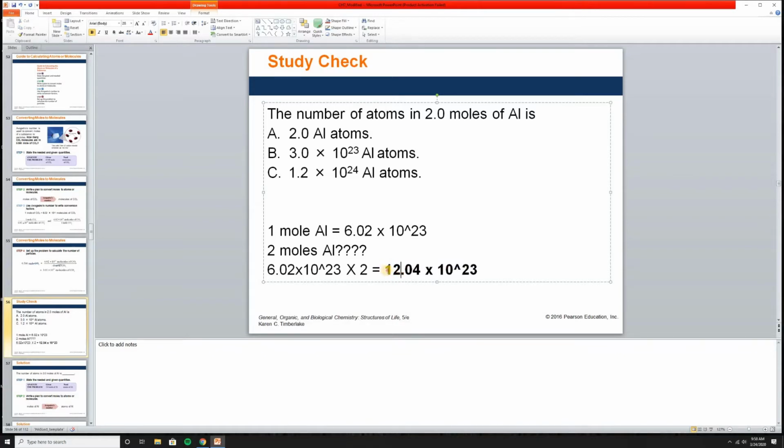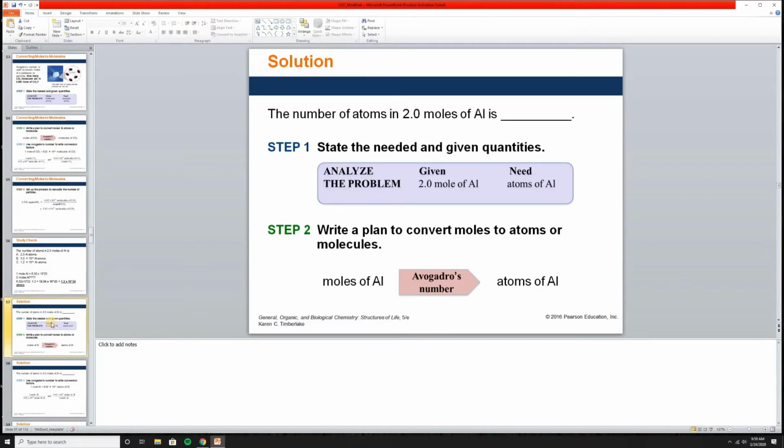If it's not, like 12.04 times 10 to the 23rd, you can move over the decimal point, from here to here. So I'm going to say that this is equal to 1.2 times 10 to the 24th. You're moving the decimal point over 1 to the left, and you're increasing the exponent from 23 to 24. And that is proper scientific notation. So that's our answer, and this is our atoms of aluminum. I hope that makes sense. Okay, moving on.